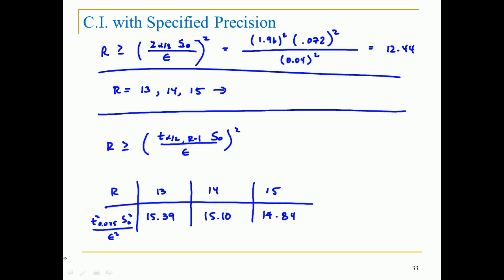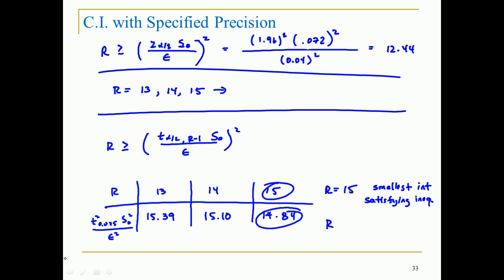So you know 13 does not satisfy this. 13 is less than this. But when you get to 15, you see that you're able to satisfy this condition. So that means that the number of replications that you need for this experiment is 15. So R should be equal to 15. And this is the smallest integer satisfying the inequality. And that means we are not done yet.